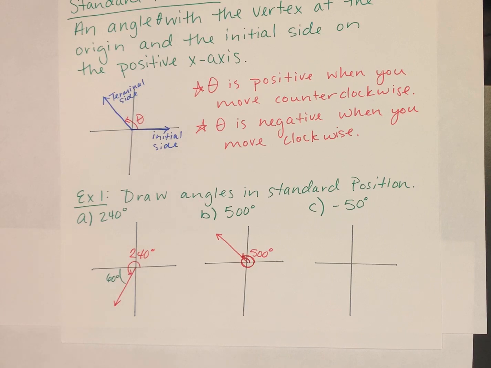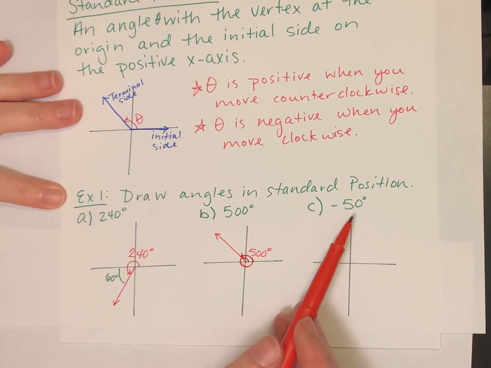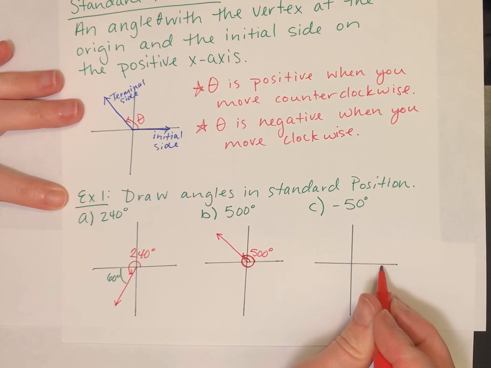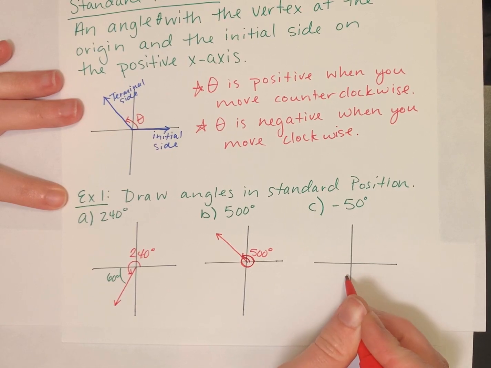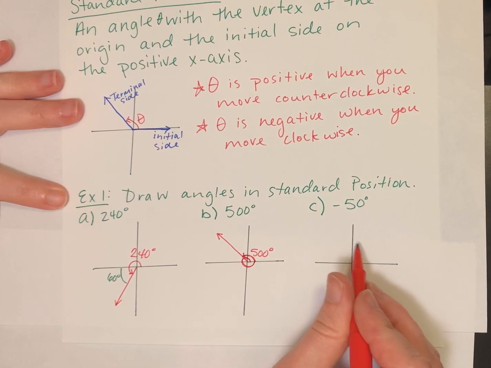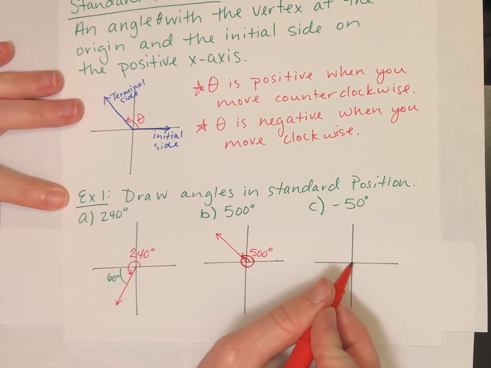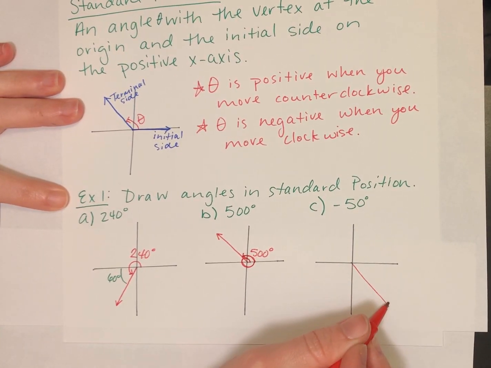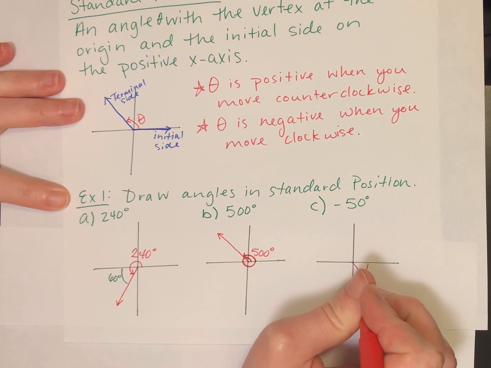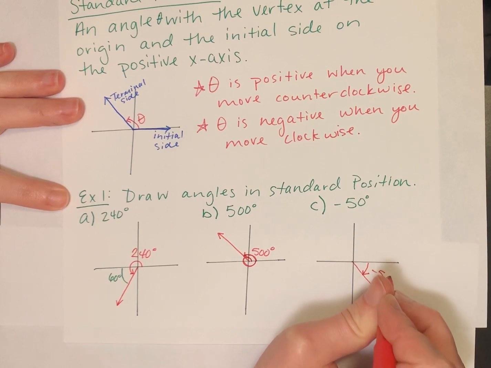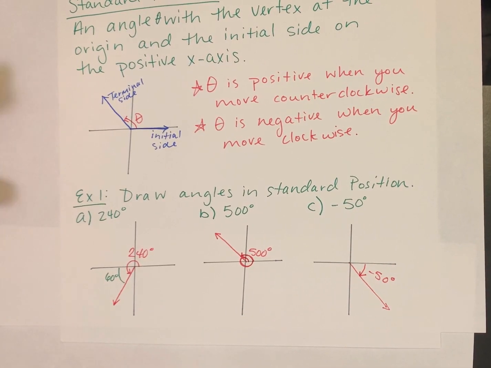Negative 50 degrees. So if we're negative, we're going to move in a clockwise direction. So again, we still have this initial side. We're just going to move this way rather than this way. So 50 degrees, we're about halfway into this quadrant. And we're done. That's it.